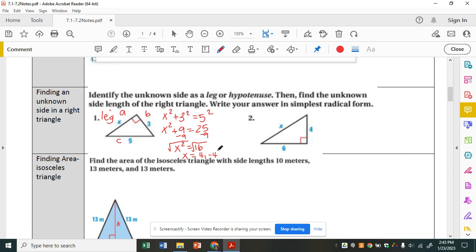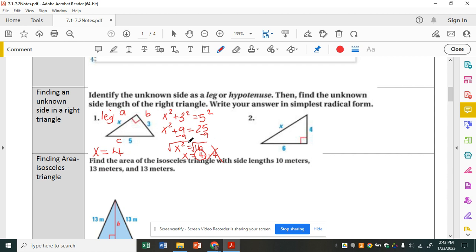But because we're looking at it in terms of a side length, we're only looking at the 4, because I can't have a side length that's negative 4 in length. So in this case, I'm taking x as 4. Okay.